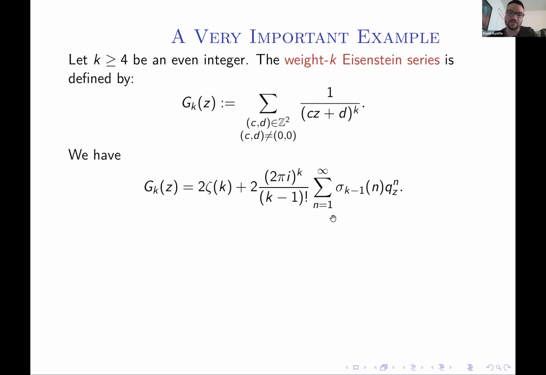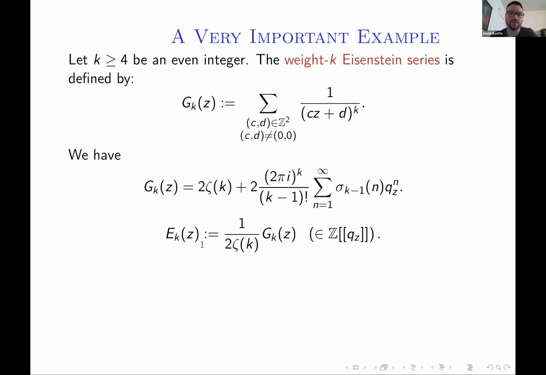It is given by this beautiful formula, which involves the Riemann zeta function evaluated at k, and this arithmetic function sigma_{k-1}(n), which is the sum of the (k-1)th powers of the divisors of n. For computational purposes, it's useful to normalize it so that we have only integer coefficients. And we will consider E_k for the rest of the talk.